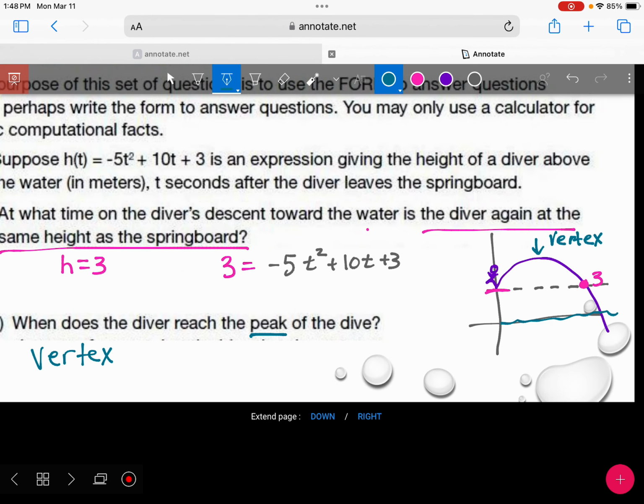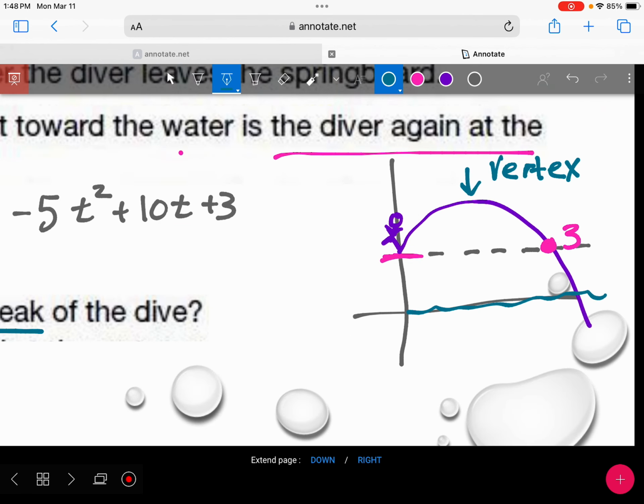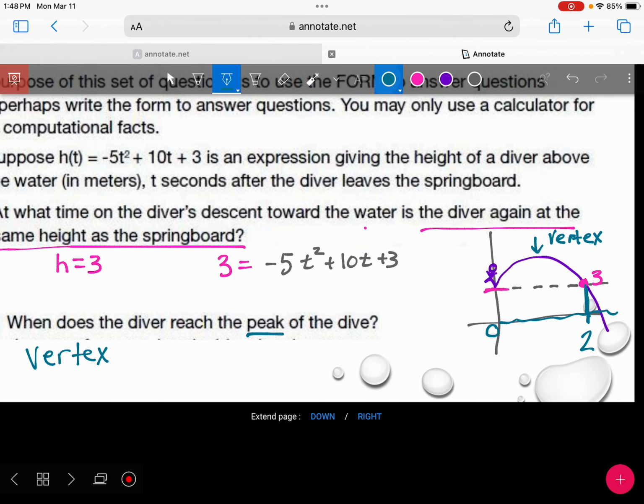What if I told you that they're at the springboard at time 0, because that's when they jump, and they're here at 2. They hit that 3 meters at 2. How do you know that? I'm not saying you're wrong, I'm just saying how. Because it's right in between them. So with our factors, if we have a same-height pair here, halfway between is going to be our vertex.